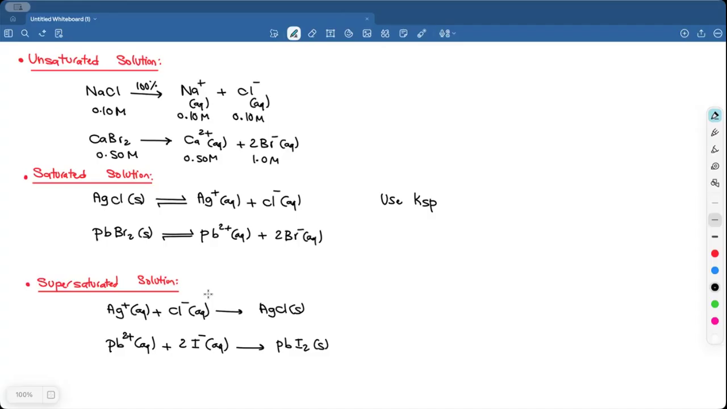So these are all three cases of solutions that we can have: unsaturated, saturated, and supersaturated. It's very important to understand how to find the concentration of ions in each case. Or for the case of a supersaturated solution, you can always find the mass of the precipitate formed in that case.